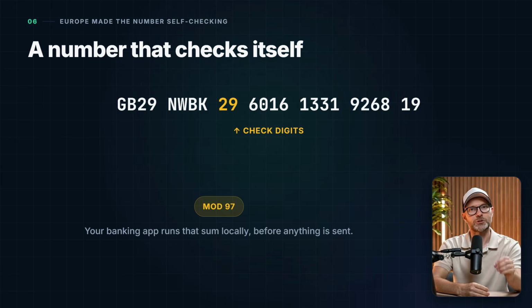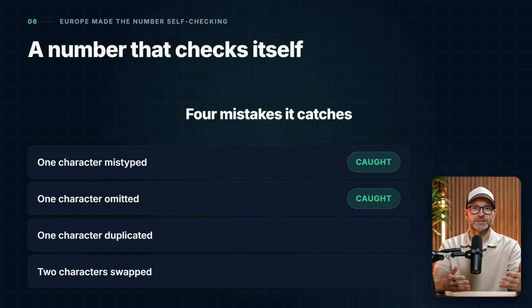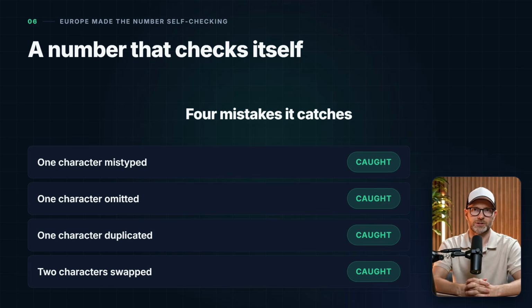An IBAN carries 2 check digits, calculated from the rest of the number by a formula called mod 97. Your banking app runs that sum locally, before anything is sent, and this is the part I love. The check is mathematically guaranteed to catch certain mistakes. Any single character you mistype, omit, or duplicate. Any 2 characters you swap. Those are exactly the errors human fingers make.